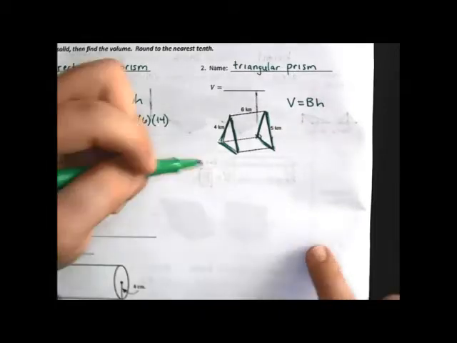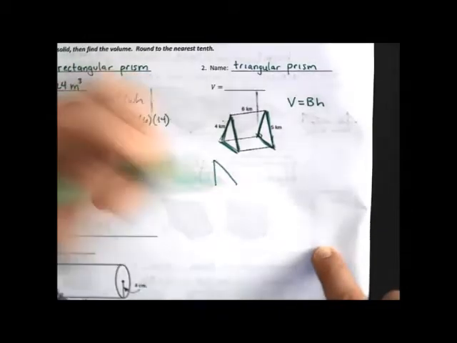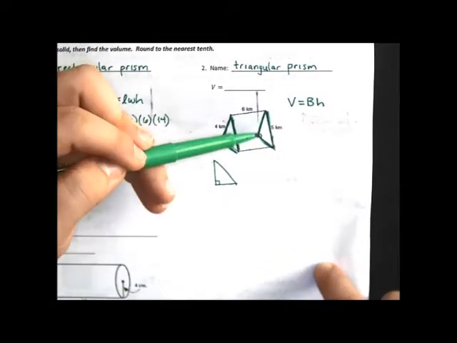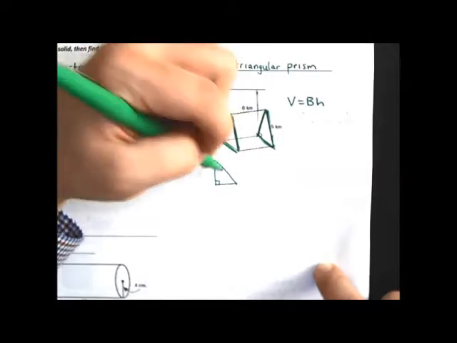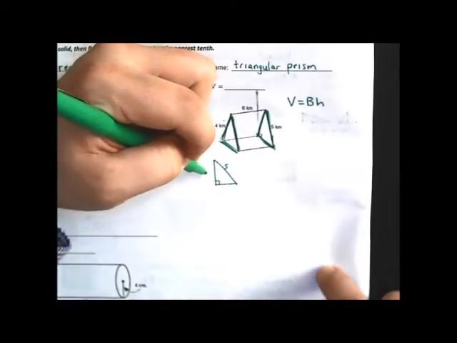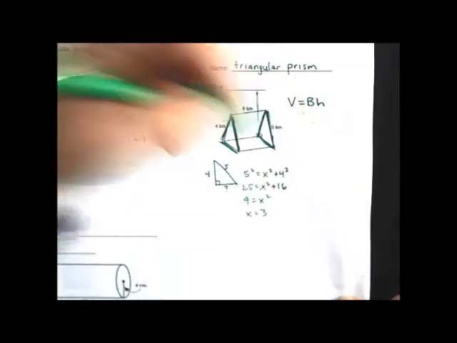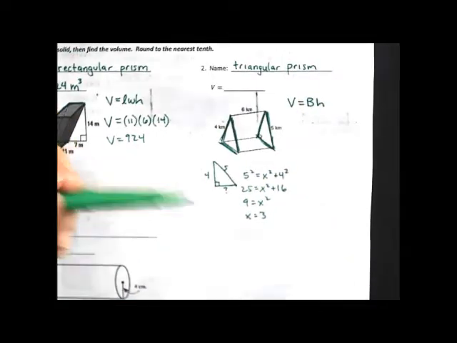We might have to do a little bit of extra work here. So what I'm going to do is sketch an extra picture of the base. All right, I knew it was a right triangle because of this right angle. I also know that the hypotenuse is 5 and maybe this leg is 4. So what can I do? Pythagorean Theorem. 5 squared equals x squared plus 4 squared, or 25 equals x squared plus 16, or 9 equals x squared, or x equals 3. All right, now I know the dimensions of my base.